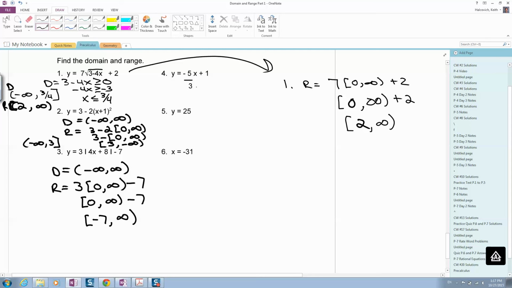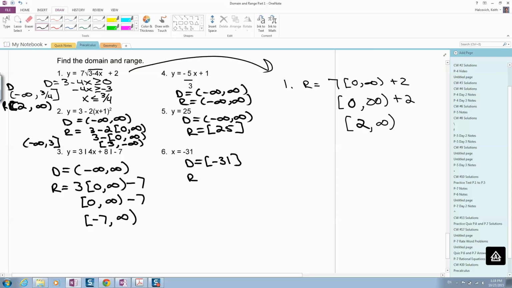For number 4, it's a diagonal line. So therefore the domain is all real numbers and the range is all real numbers. Number 5 is a horizontal line. So the domain is all real numbers, but the range is 25. And for a vertical line, the domain will be, in this case, negative 31. The range will be all real numbers.